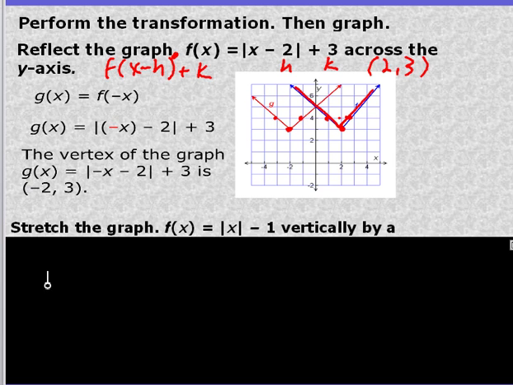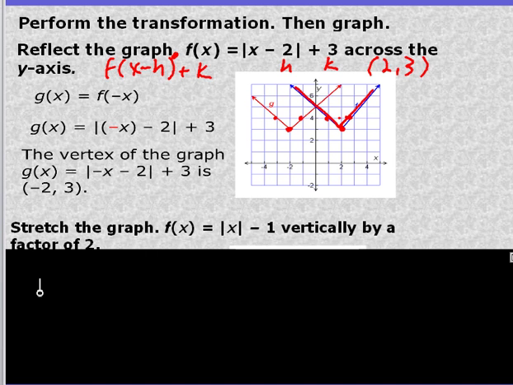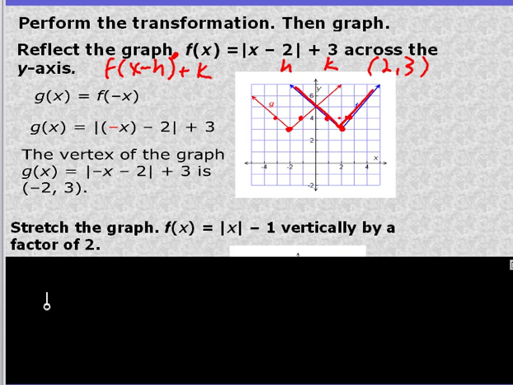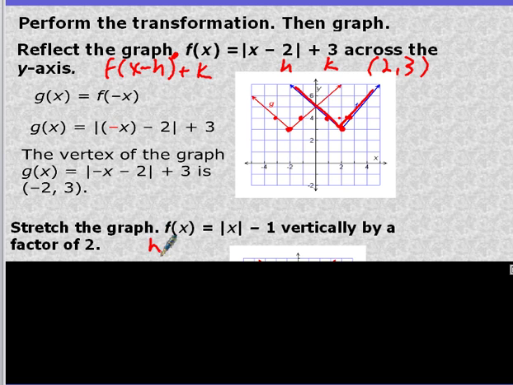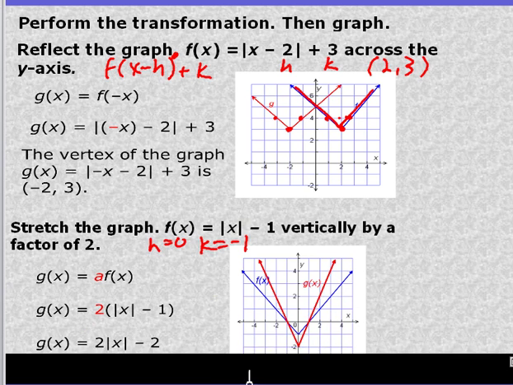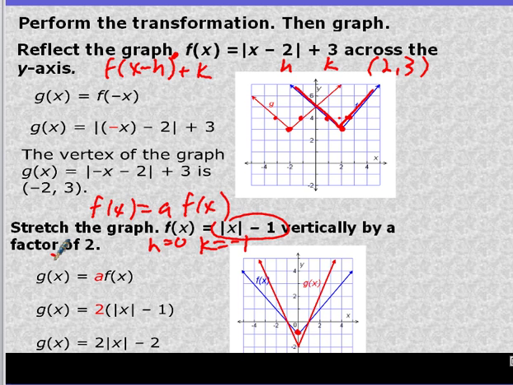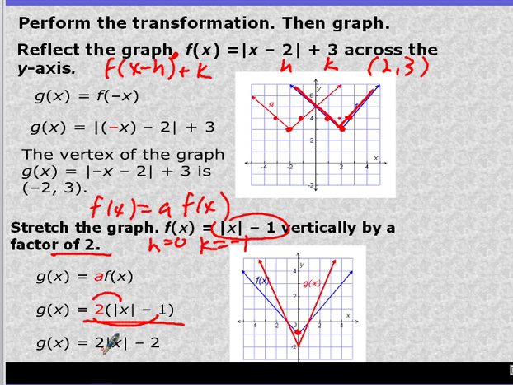Stretches I think are the hardest because it's going to affect the slope. So stretch the graph of f(x) = |x| - 1 vertically by a factor of 2. First of all, we don't have an h, but we have a k equal to negative 1. So basically we're going to move our vertex down by 1. And the rule for a vertical stretch is g(x) = a times f(x). So we're going to multiply our equation by our stretch factor, which is 2, and that's what they've done here. So we distribute this, and that gives us 2|x| - 2.